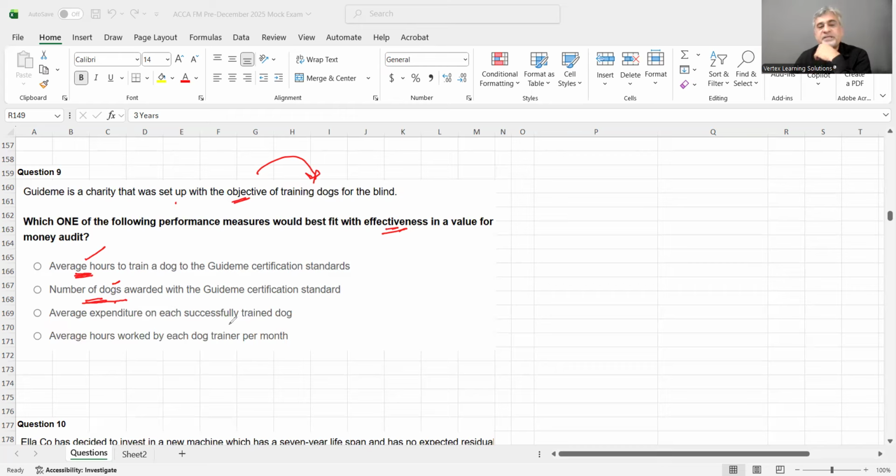Average expenditure on each successfully trained dog. That's the answer. C. That's the answer. Because successfully trained dog and the expenditure as well. Both are done here. This is irrelevant. Average hours worked by each dog trainer. This is the answer because you are considering the economy part and you are doing the efficiency as well. Okay. So C should be the answer.